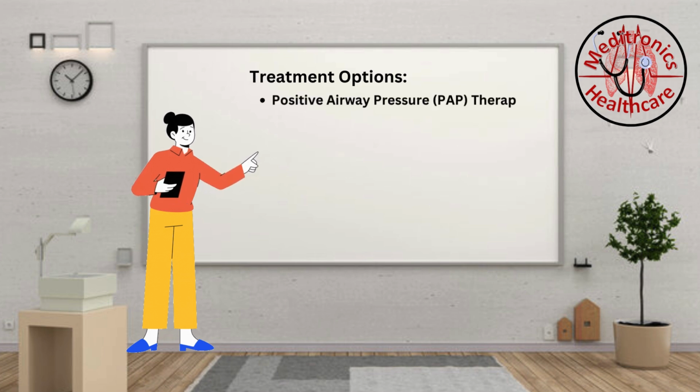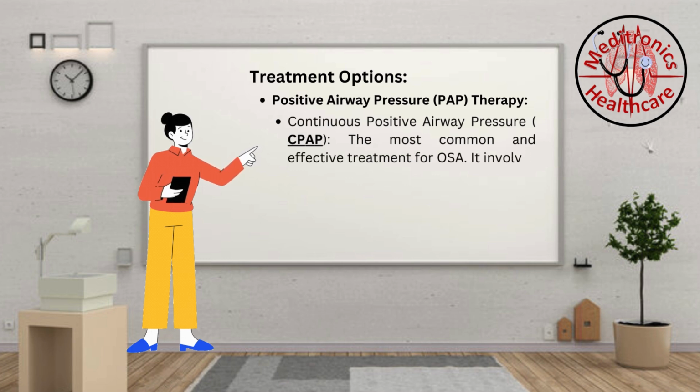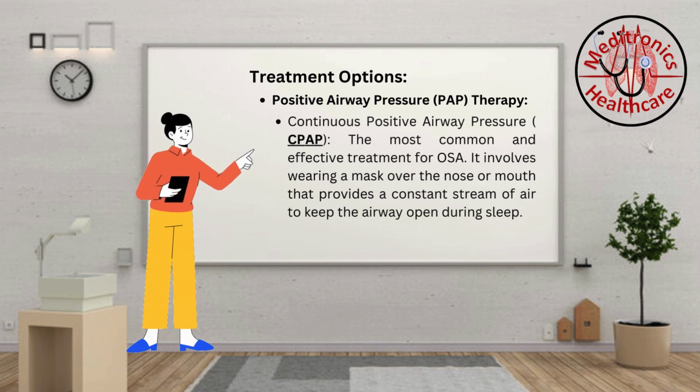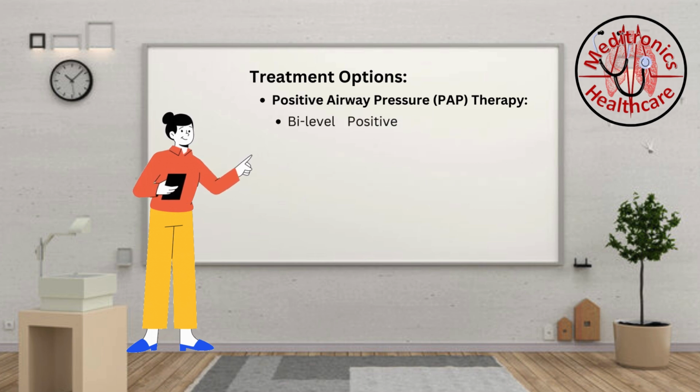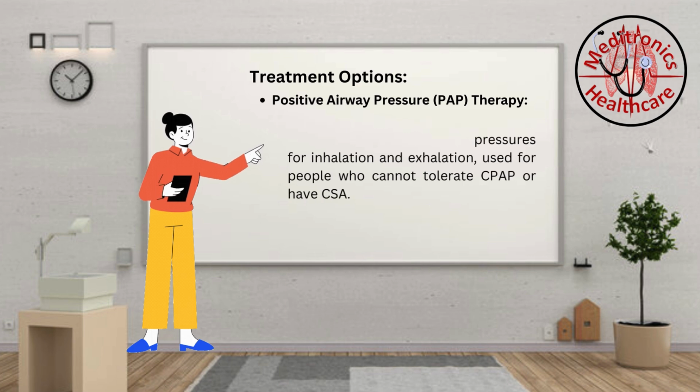Positive airway pressure, PAP, therapy. Continuous positive airway pressure, CPAP, the most common and effective treatment for OSA. It involves wearing a mask over the nose or mouth that provides a constant stream of air to keep the airway open during sleep. Bi-level positive airway pressure, BiPAP, provides different pressures for inhalation and exhalation, used for people who cannot tolerate CPAP or have CSA.